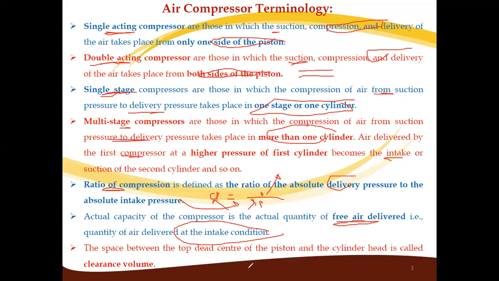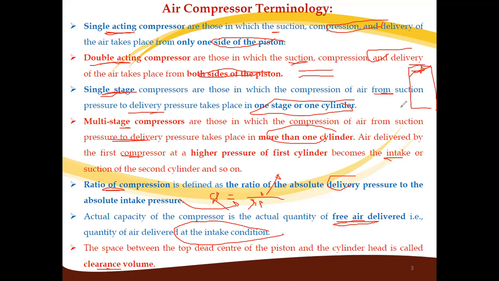And the next concept is the clearance volume. The space between the top dead center of the piston and the cylinder head is called clearance volume. So in a piston and cylinder arrangement, there is a piston and a cylinder, and between this piston and the head, the space is there, and that volume is called clearance volume.